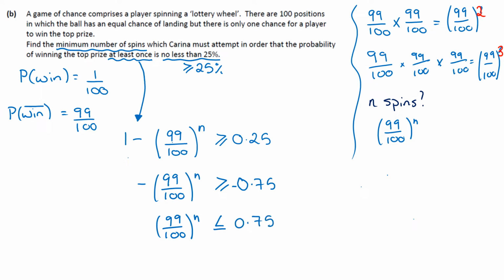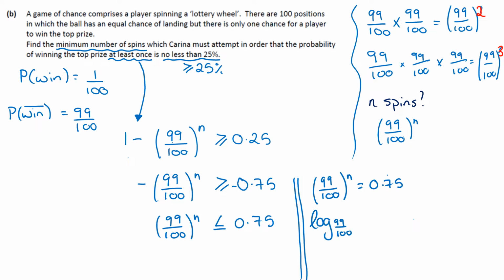We're going to need logs to solve that. To make it just that little bit simpler, we're going to work with this as an equation. So let this be 99 over 100 to the power of n equals 0.75. We can then convert that, so we get log to base 99 over 100 of 0.75 equals n. That gives us an n of 28.62.